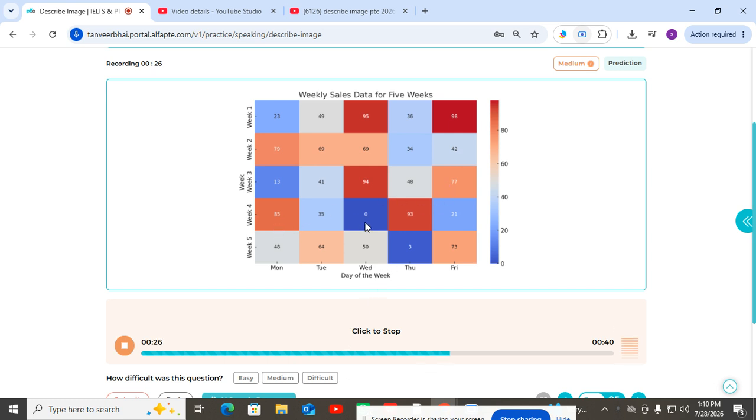The lowest percentage is in the 4th week, the 21, and the 5th week, the theory. In conclusion, we can see there are different types of color like blue, yellow, red, purple, and also black.